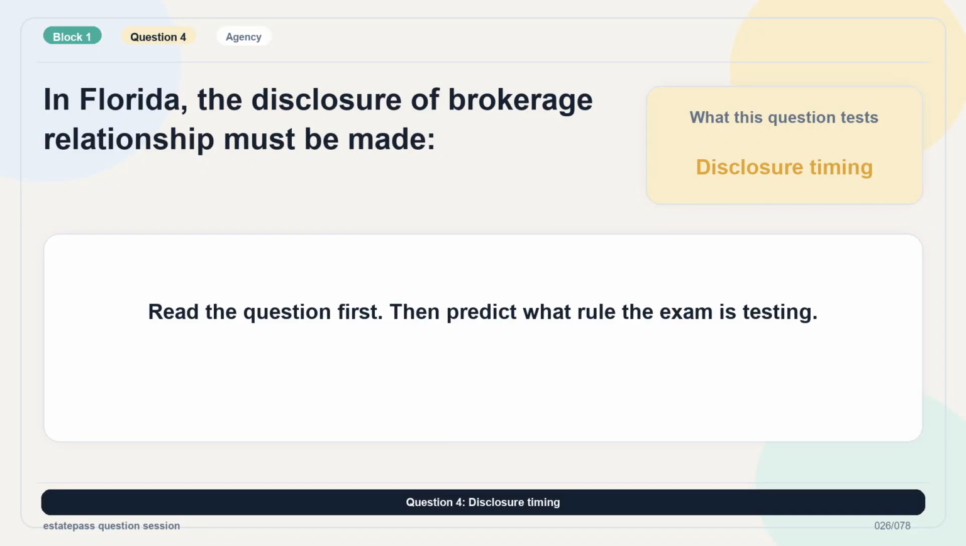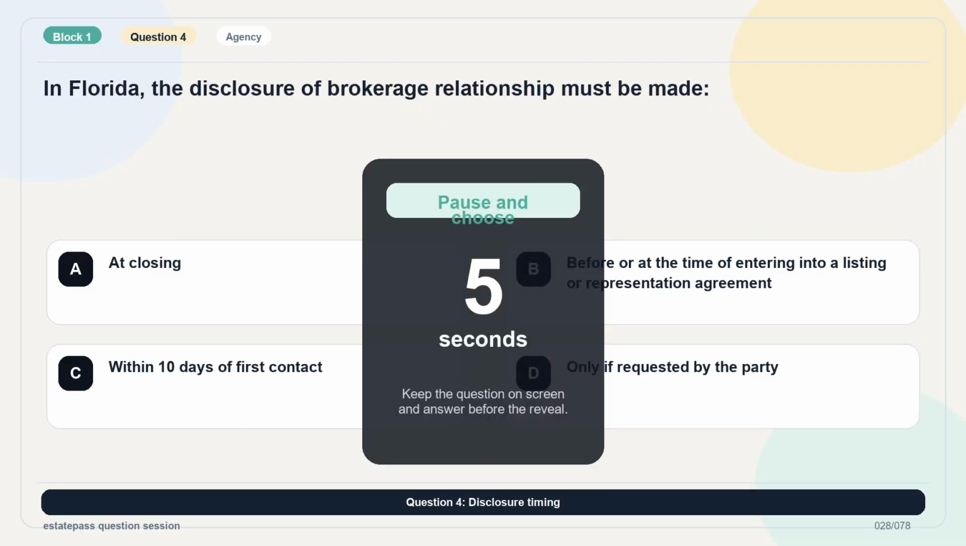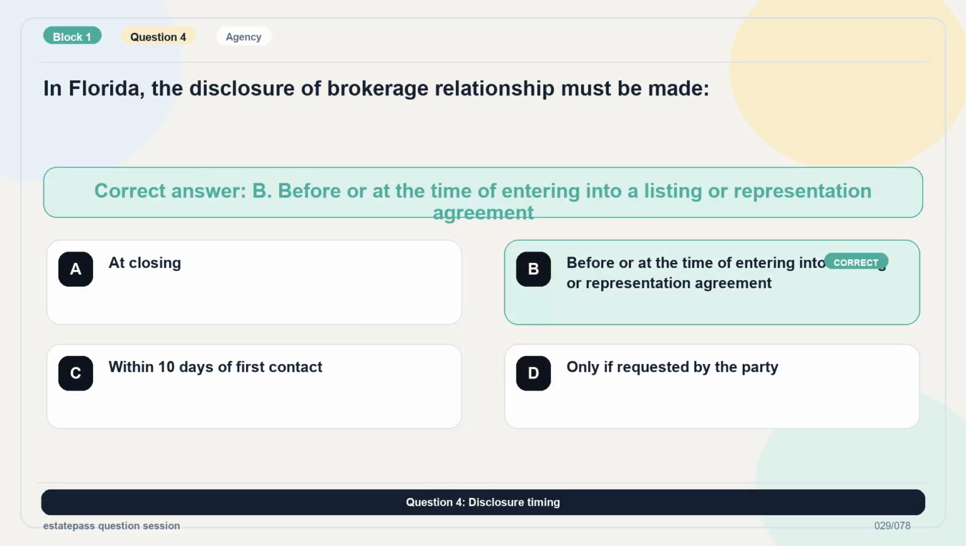Question 4. In Florida, the disclosure of brokerage relationship must be made: A. At closing, B. Before or at the time of entering into a listing or representation agreement. Pause here and choose your answer. The correct answer is B. Before or at the time of entering into a listing.